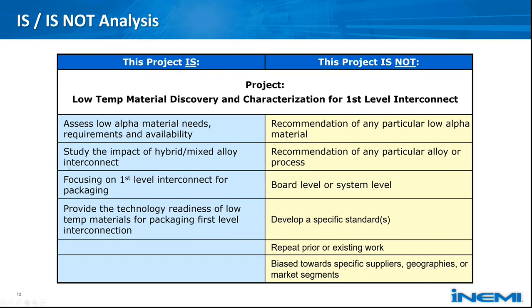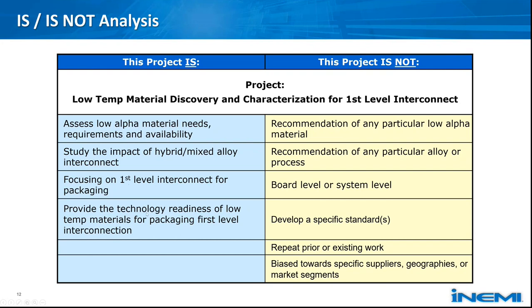So what it does include is assessing low alpha material needs, their requirements and availability based on the initial survey, and also studying the impact of mixed alloy systems for this first level interconnect. And as I said in the previous slide, the scope is primarily for first level interconnect between die to package, although learnings would be leveraged from second level interconnect studies from the past and would be applicable to maybe stack die, die to die system as well. But the scope will primarily focus on collecting data with first level interconnect for die to package.